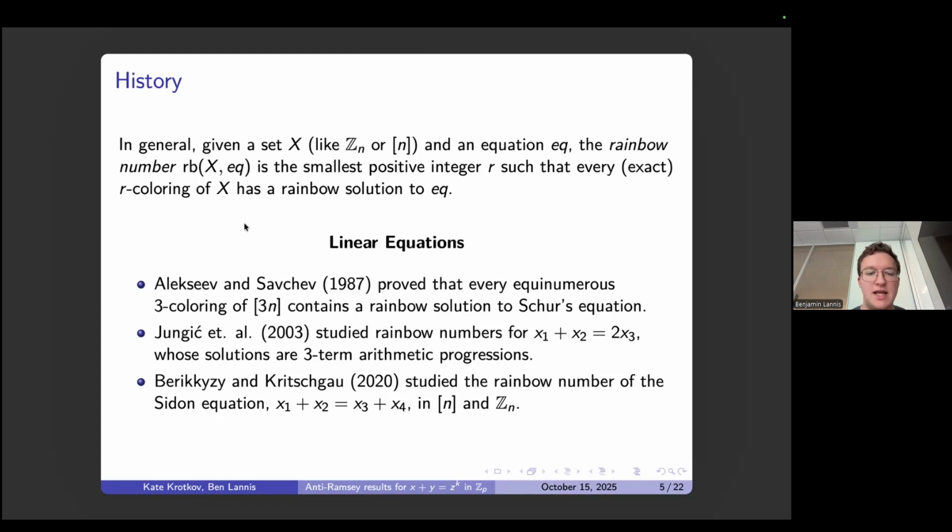And specifically in this last item, I want to emphasize that these equations are often not only interesting objects of study in their own right, but there are often some applications. For example, additive combinatorialists or analytic number theorists are often concerned with the Sidon equation because it's a good way of measuring the additive energy of a set.